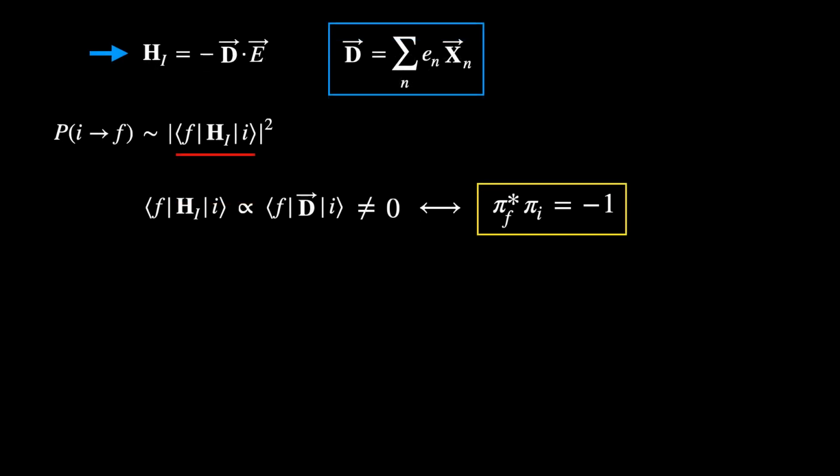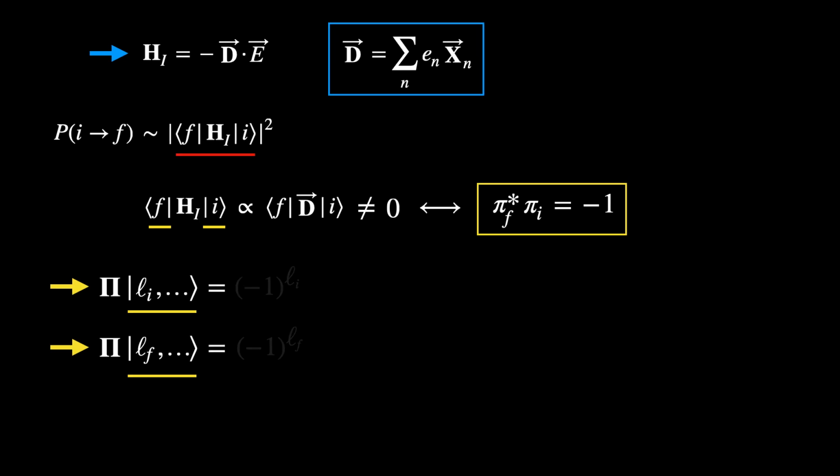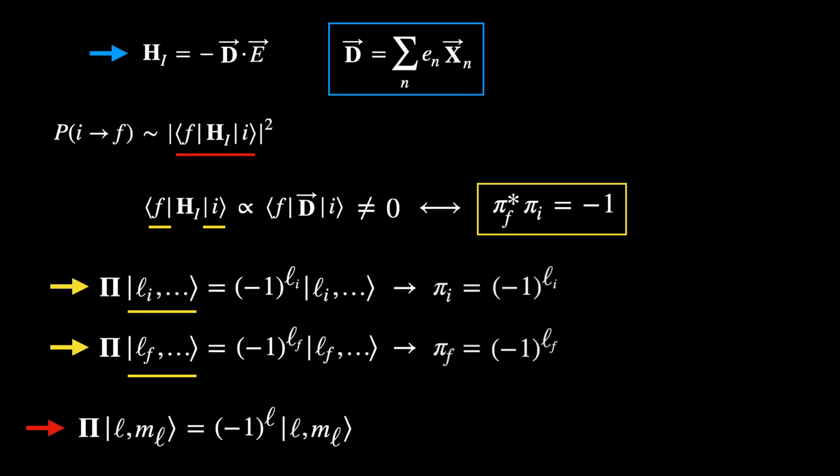Now we can use our result of the parities of angular momentum states. Let's assume the simplest case, where there is only one electron in the atom, like the hydrogen atom. As mentioned earlier, the states I and F are also eigenstates of orbital angular momentum. Thus, the selection rule on their parities puts a constraint on their angular momentum quantum numbers, Li and Lf.